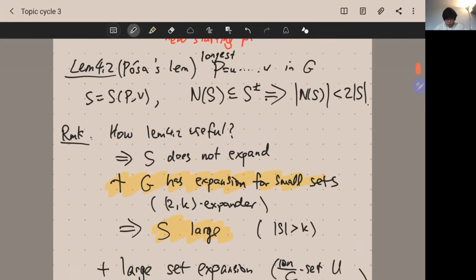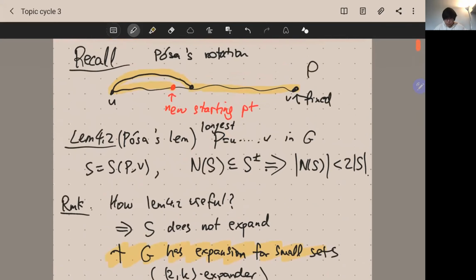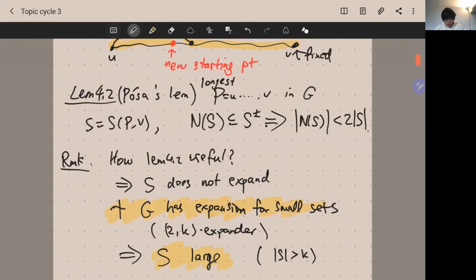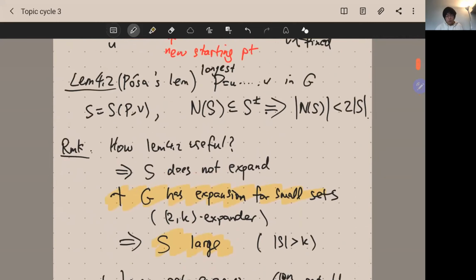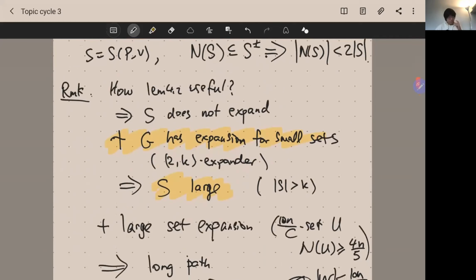So this is the first take home: it is often used combined with some expansion property for small sets. All we really need to remember is that with the expansion, after rotation, the set of starting points has many, many elements. Today, we will see the second consequence of Pósa's lemma, how it can be used together with the extension and edge sprinkling technique. That's the second way of using it.